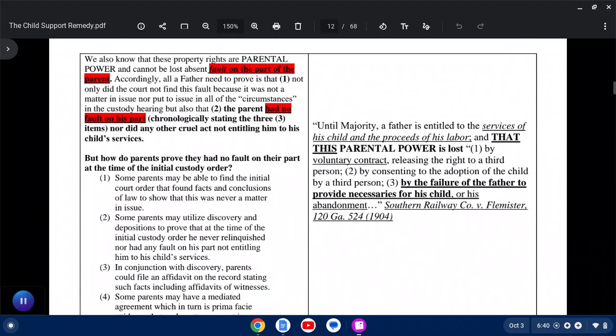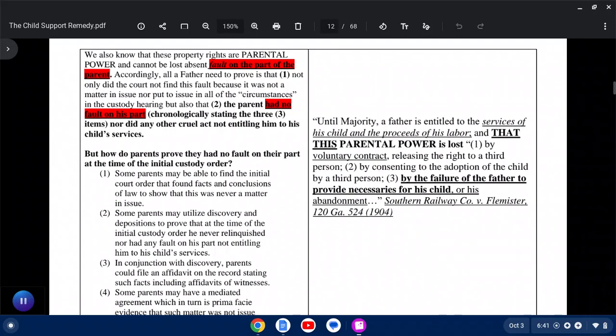We also know that these property rights are parental power and cannot be lost absent fault on the part of the parent. Accordingly, all a father needs to prove is that, one, not only did the court not find his fault because it was not a matter in issue, nor put to issue in all of the circumstances in the custody hearing, but also that the parent had no fault on his part. Chronologically stating the three items, nor did any other cruel act entitling him to his child services.